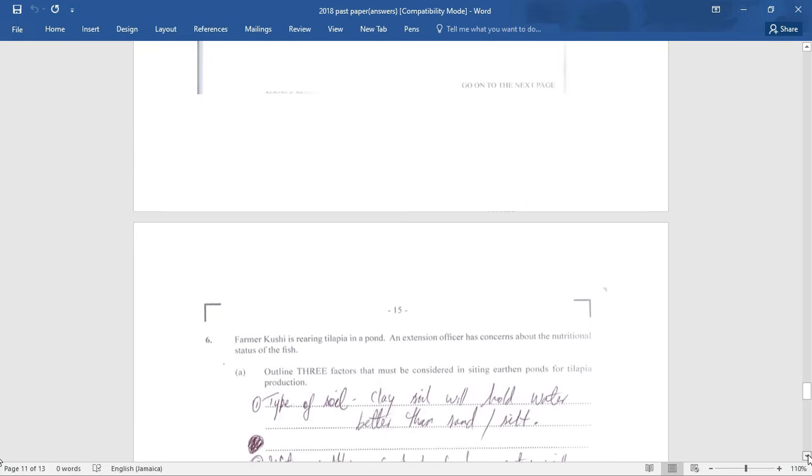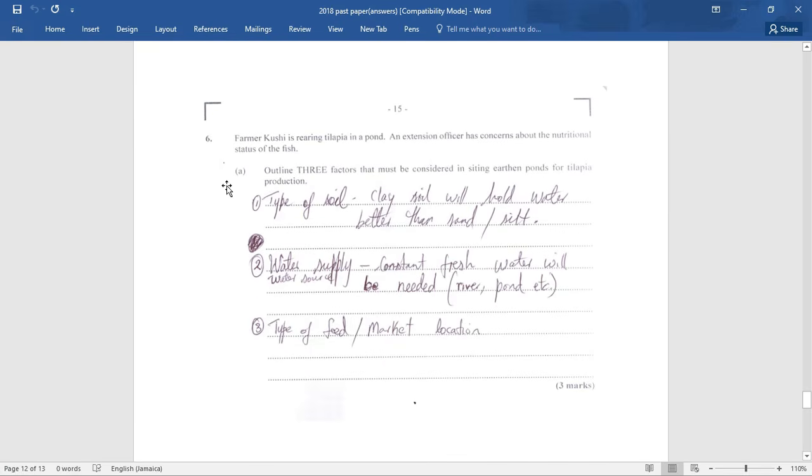Alright, so question 6 here goes, Farmer Cushy is rearing tilapia in a pond. An extension officer has concern about the nutritional status of the fish. A. Outline 3 factors that must be considered in siting earthen ponds for tilapia production. Alright, number 1 that the farmer should consider is the type of soil. Of course, the clay soil is the best soil for a fish pond because the particles stack close, they swell when they are wet, and they hold water more. It encourages less drainage of water.